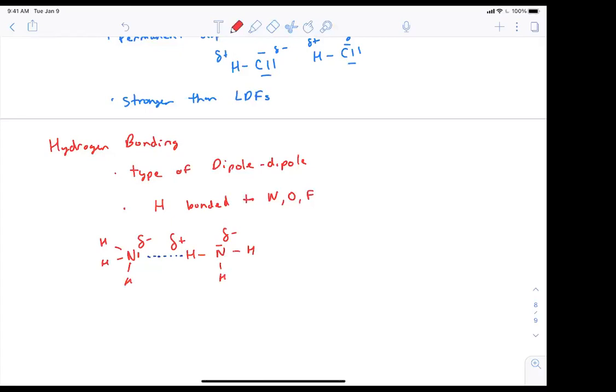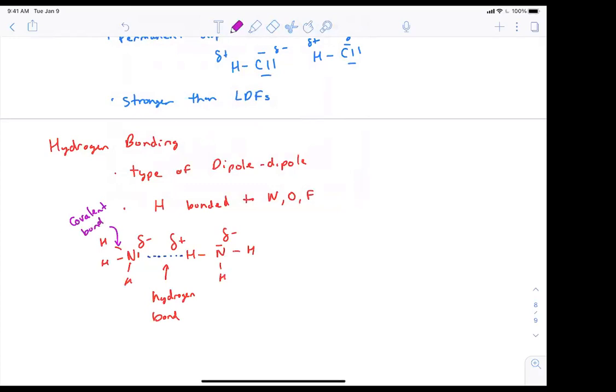This attraction is a hydrogen bond. They call it a bond because it's closer to a covalent bond than a dipole-dipole, because it's such a strong attraction, because there's such a strong positive and negative charge there. It's a very strong attraction. Don't mix that up with this, which is just a covalent bond.